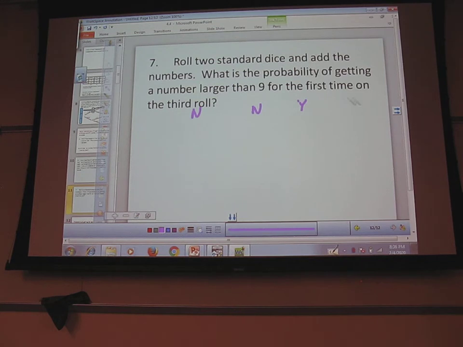So what's the probability of, well, the probability of yes is 1/6, right? Which means the probability of no would be 5/6. The complement, right? Either you have a yes or a no. They should add up to 1 or 100%. Good? Okay. So this is no, no, and yes. That's what we're finding the probability of.